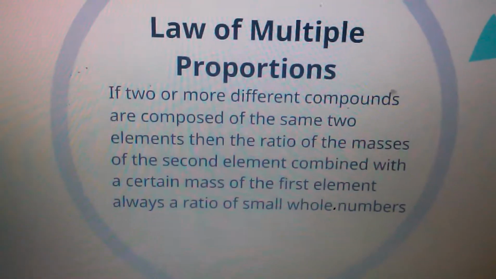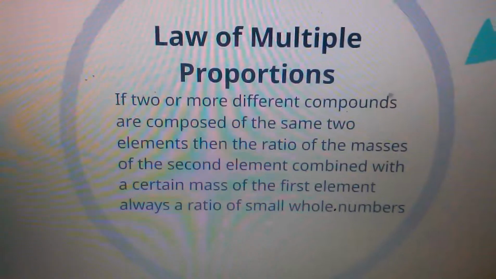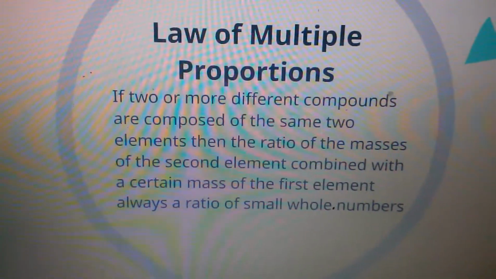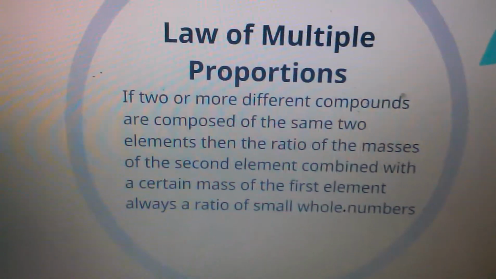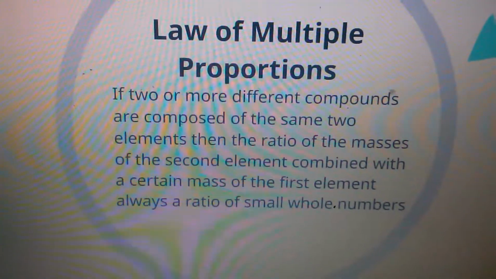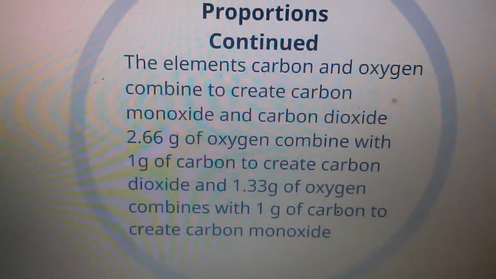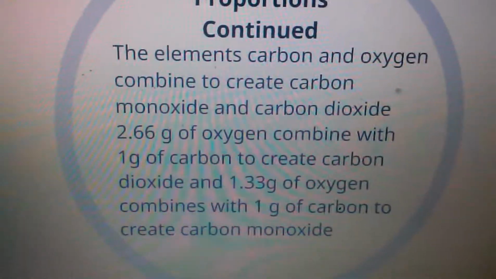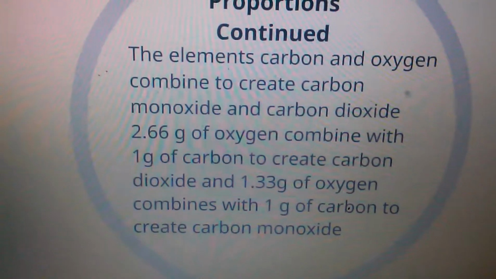The third law we got was the law of multiple proportions. It states if 2 or more different compounds are composed of the same 2 elements, then the ratio of the masses of the second element combined with a certain mass of the first element are always a ratio of small whole numbers. An example of this is you have the elements carbon and oxygen, and they combine to create what we know as carbon monoxide and carbon dioxide.